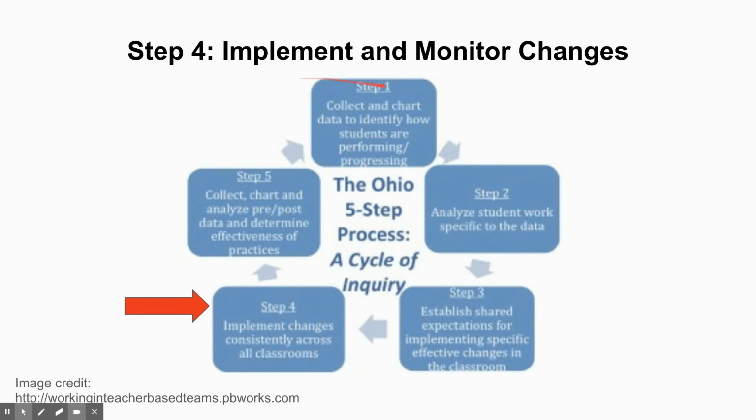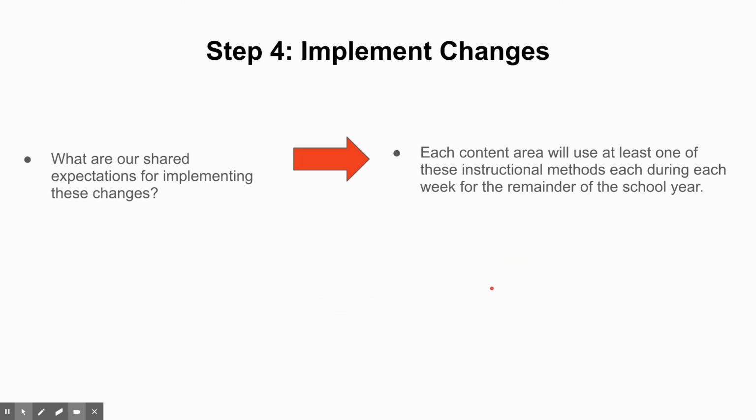Very good. So, step 4, we now have collected and disaggregated our data. We have analyzed our strengths and weaknesses, and we have established shared expectations for what changes we're going to implement. And now it comes down to actually implementing and monitoring those changes. We did a little bit of this work already. Implementing the changes, we decided what we were going to do. In our example, our grade level TBT will use at least one of the two instructional methods, Bloom spiraling or project-based learning, each week for the remainder of the school year. So in step 4, that is actually implemented.